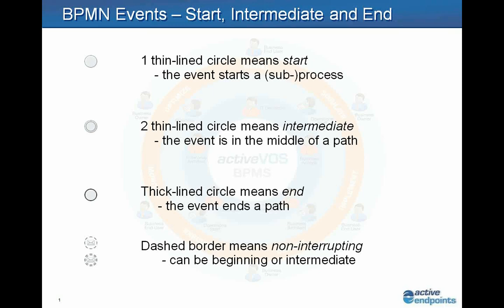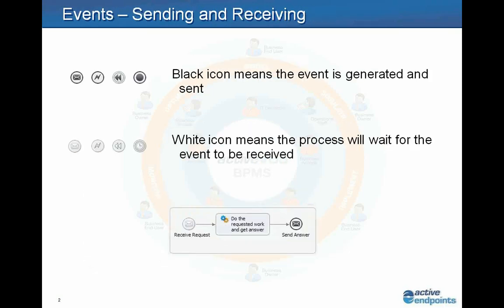Then there's dashed, and there's two forms of dashed. The dashed means that this event is not going to interrupt something else that is happening. Double dashed means something else is going on, and I'm not going to interrupt. So you'll see more of that in a minute. That's the border of the event icon.